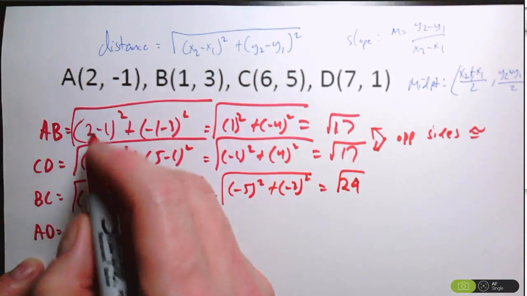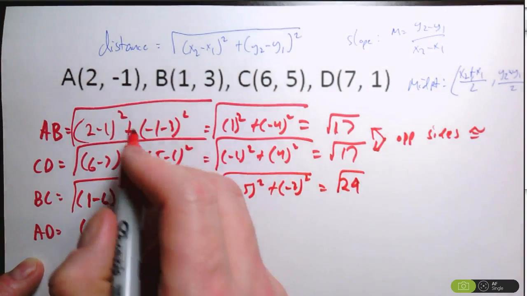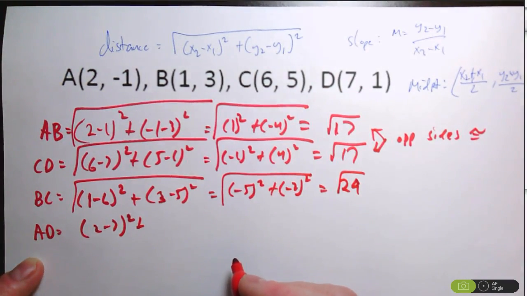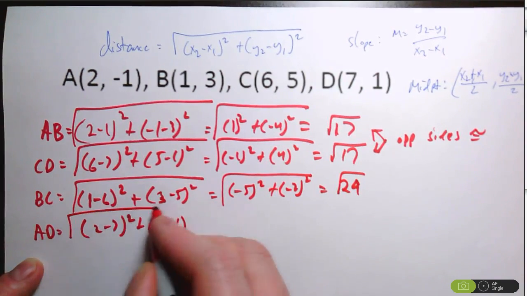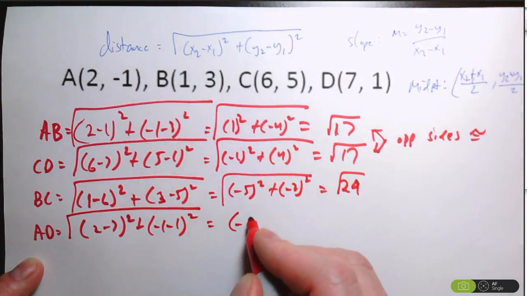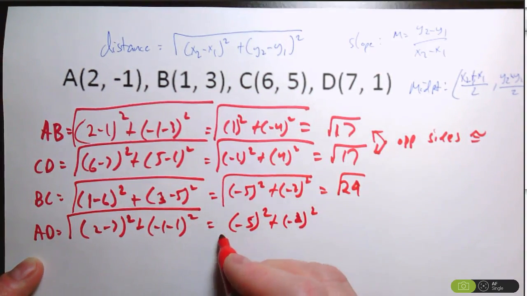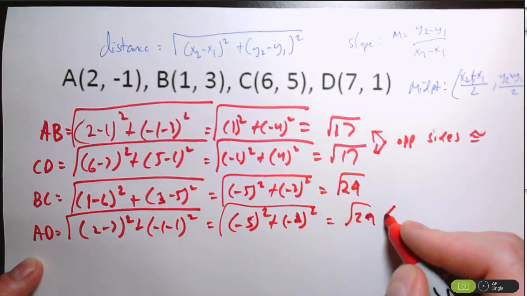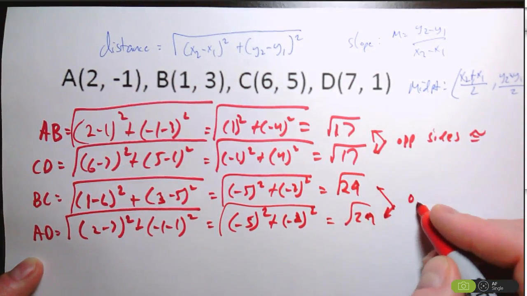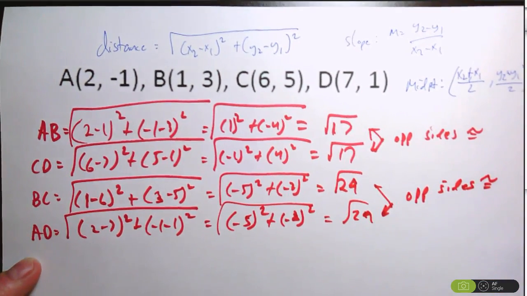I'll do the same thing for AD now. 2 minus 7 plus negative 1 minus 1. Negative 5 squared, negative 2 squared. 25 plus 4 is root 29. Okay, opposite sides congruent as well.